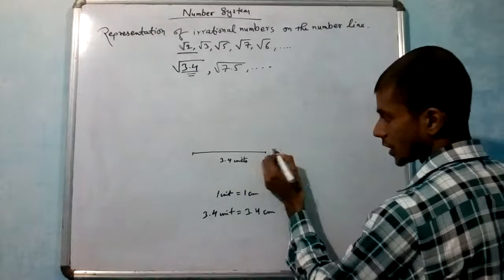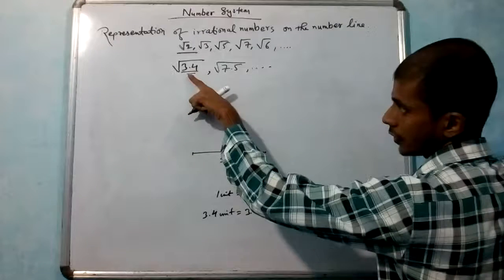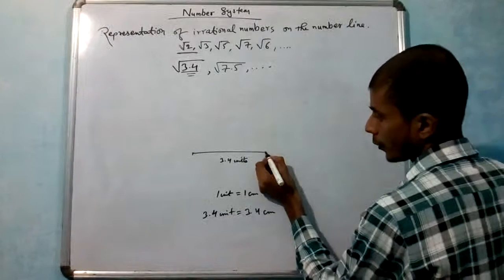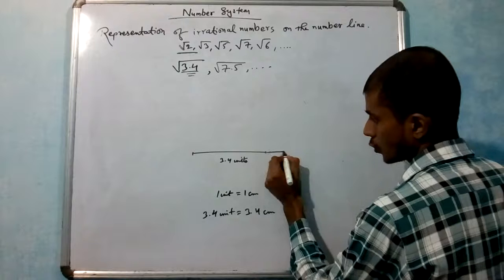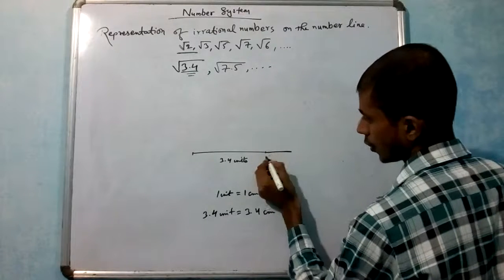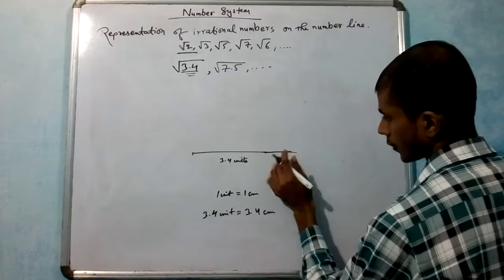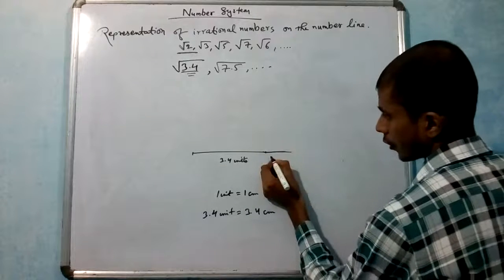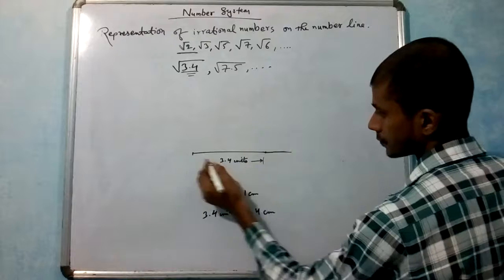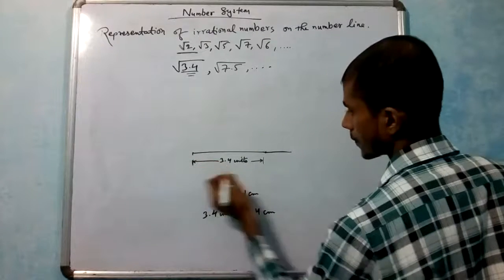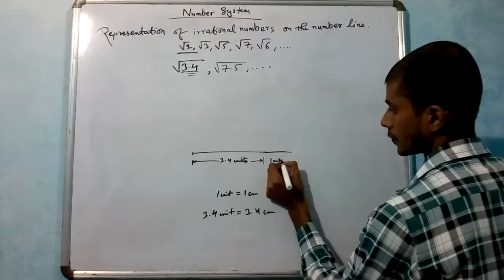Okay, next step: from here, extend it by one more unit, in a straight line. It should be a straight line, okay. How much is this length? 1 unit.